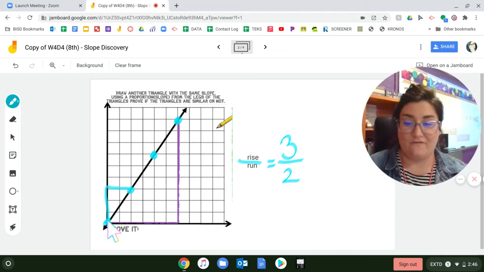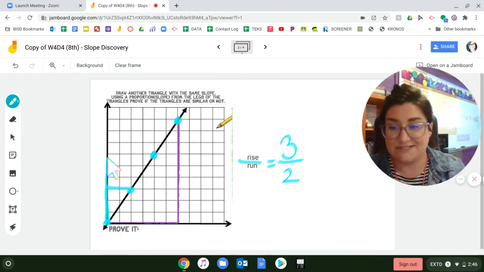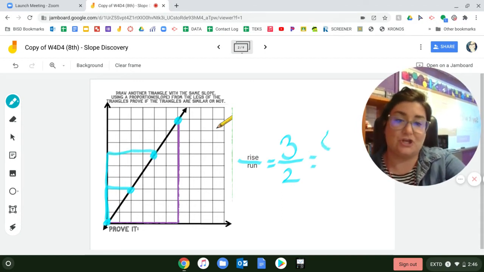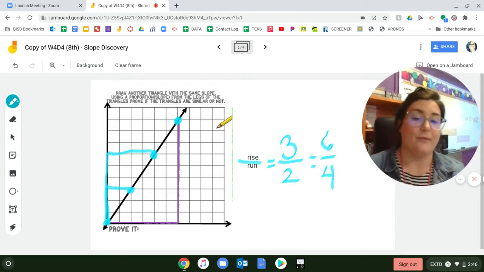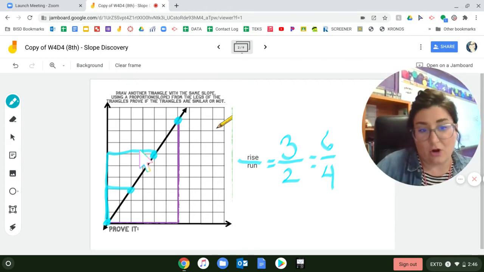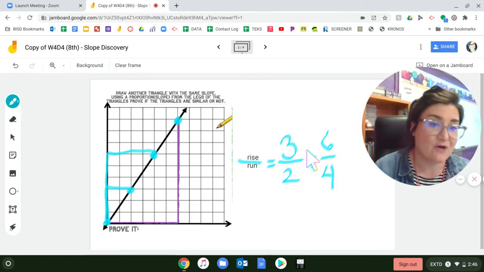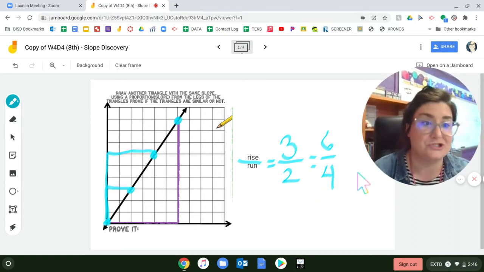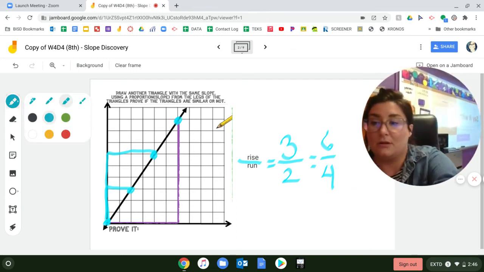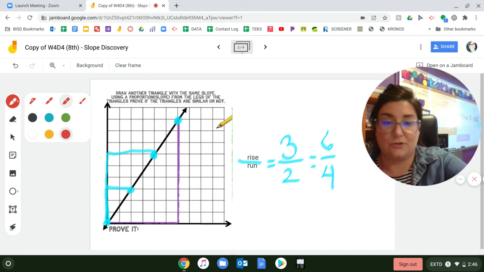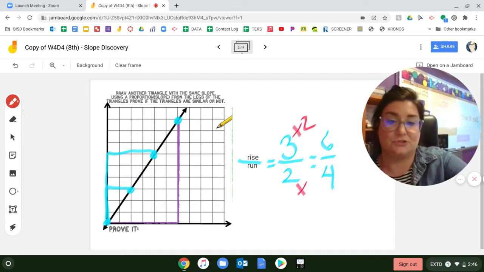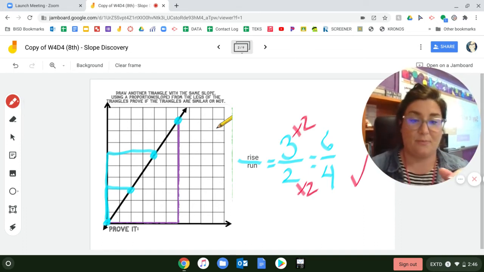Another triangle I can find, and you can pick any 2 points. I can go up 6/4. That ratio would be 6/4. I want you to determine, are these ratios proportional? Can I multiply them by the same scale factor and get a new ratio that's exactly the same? Yes, I can. I am doing 3 times 2 is 6, 2 times 2 is 4. So yes, those are proportional.